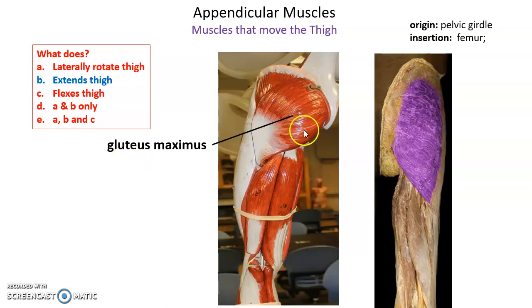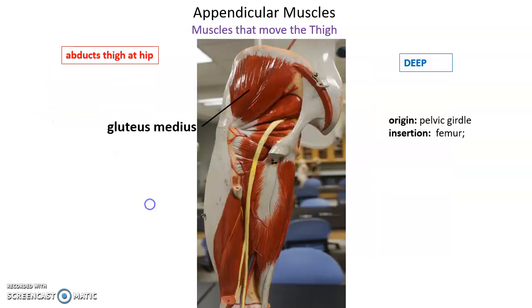Then we flip the leg to the posterior view. We see this large muscle, gluteus maximus. Gluteus maximus, origin is the pelvic girdle. It inserts into the femur, and it helps to extend the thigh, to pull the thigh back down at the hip joint. Gluteus medius is underneath gluteus maximus.